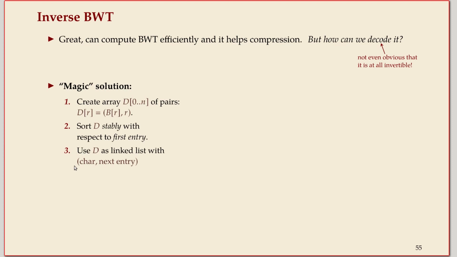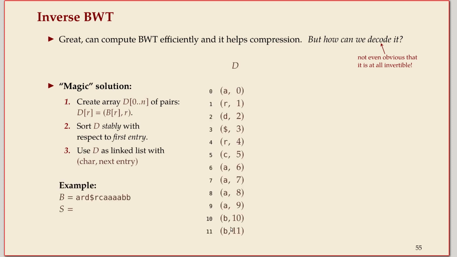You're given the BWT, just this array of characters. Now you do the following. You create pairs for every position in the BWT. So here's the example input. You create a pair, the character and its position. So just A and 0, R and 1, D and 2. So very straightforward. Everyone can do this.